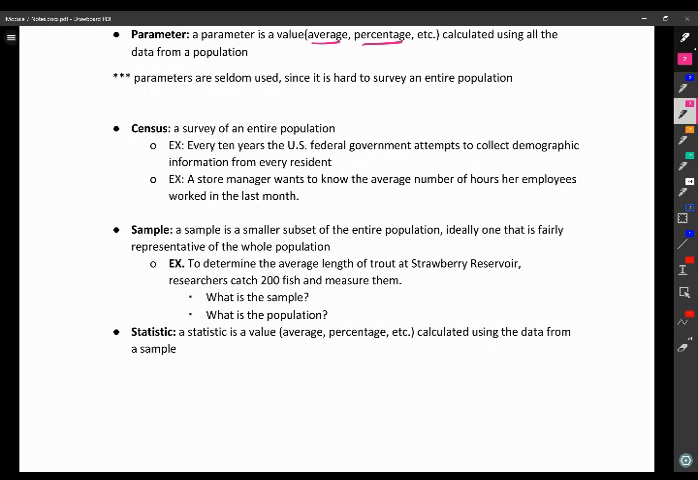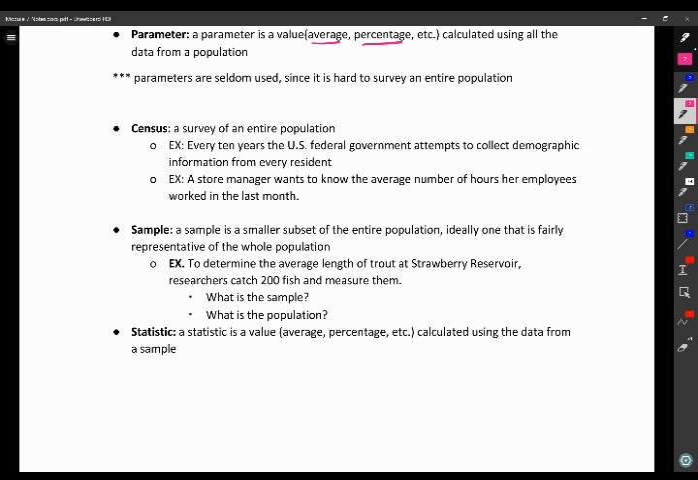So a census is just a survey of an entire population. It's usually given, for us, we do a US Census every 10 years, and we just finished that this year. And that's one example of a census. Another example of a census would just be a store manager wants to know the average number of hours her employees worked in the last month. And so she just asks or figures that out by looking at their time card.